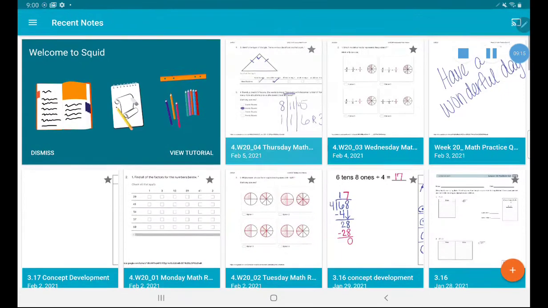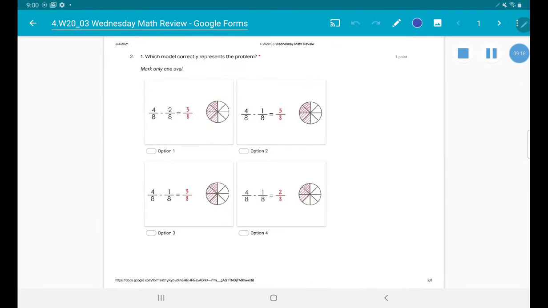All right, now we're going to take a look at Wednesdays. The first question asks which model correctly represents the problem. So we're starting out with 4/8 minus 2/8. My denominator's the same, so I can subtract 4 minus 2 equals what, Justice? 2. So is this correct? No, because it says 3/8.